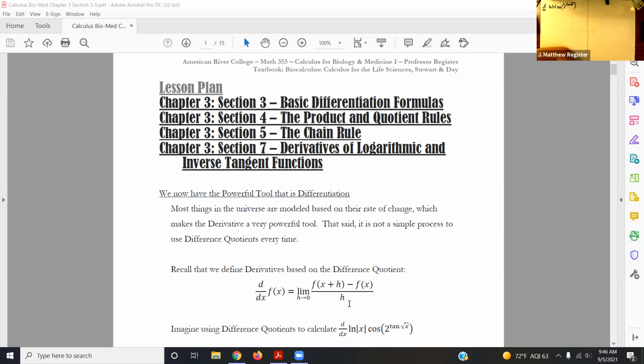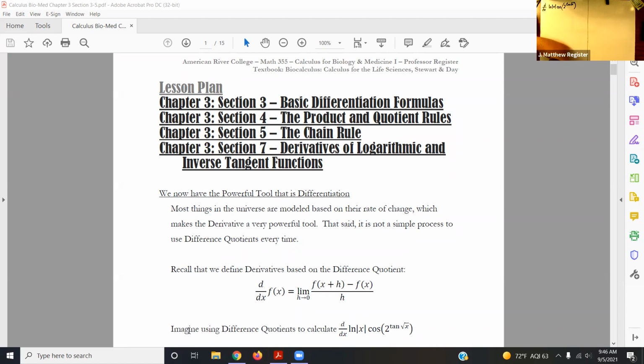It is not very practical to do this for most functions, though. And that's why we have a number of shortcuts. And today's lesson is going to be to teach you all of the shortcuts so that you can take the derivative of any function that you are given.